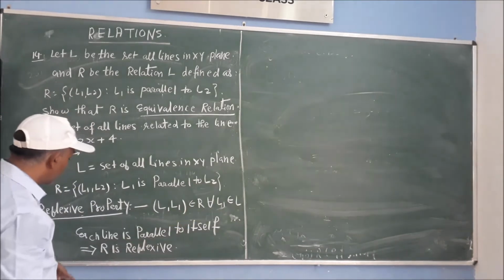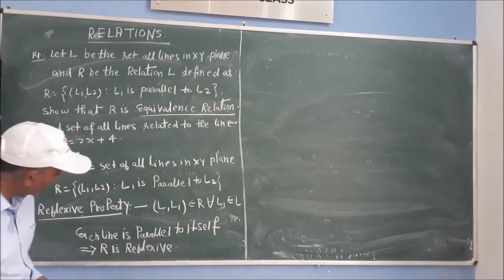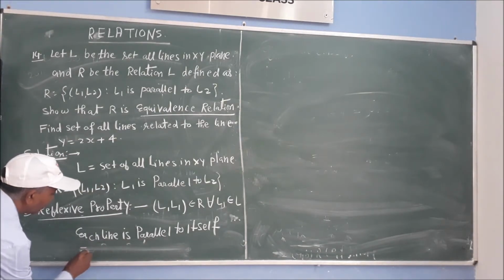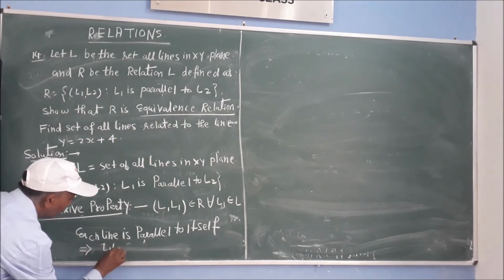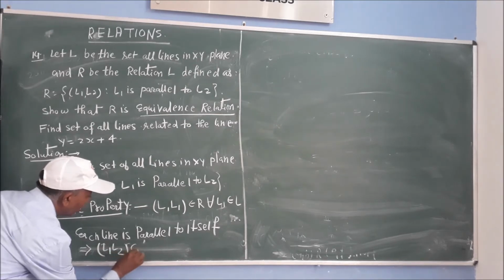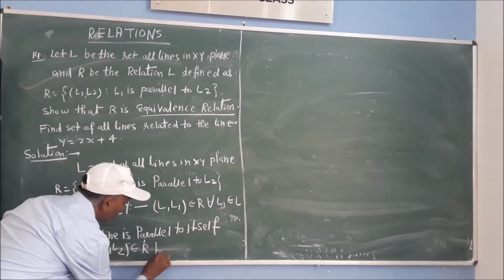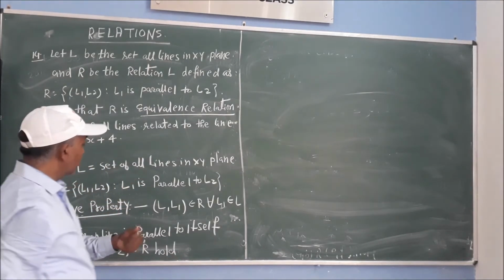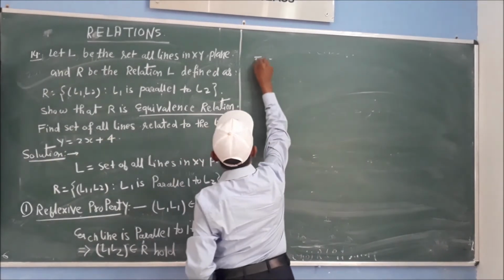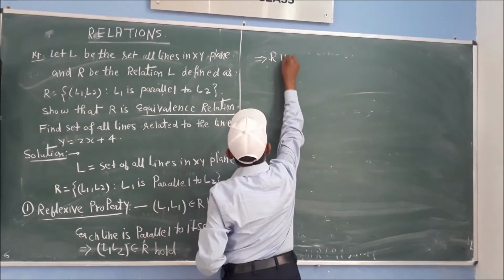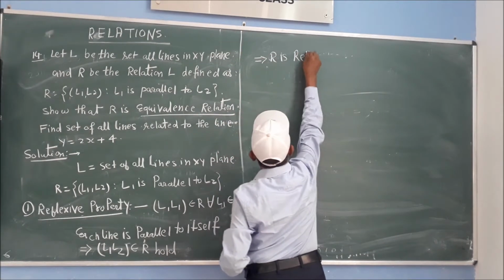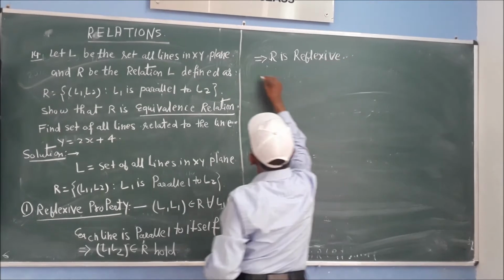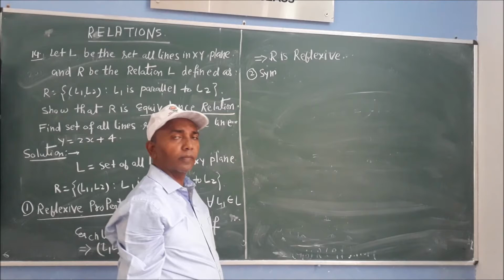This property holds. You can also write one line here: this implies (L1, L2) belongs to R holds. That means it satisfies that it will lie in the relation. So this implies R is reflexive. R follows reflexive property. Second is symmetric.